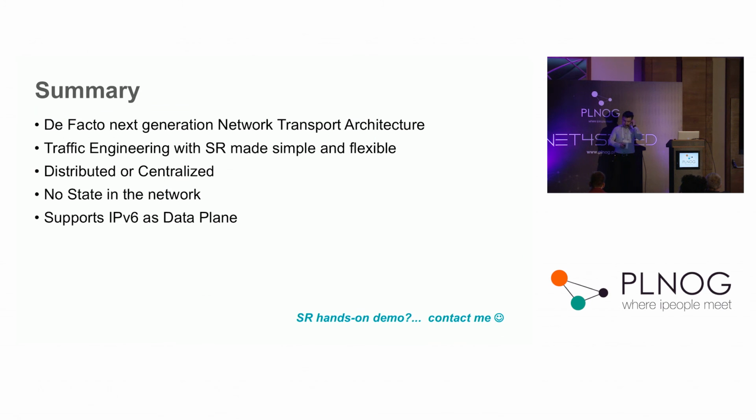So just to summarize, segment routing is meant to be the next generation network transport architecture. It doesn't have anything to do with services. From the services point of view, you still do pseudo-wires, layer 2 VPNs, and layer 3 VPNs, as we did until today. But from the transport point of view, we don't need to troubleshoot LDP or RSVP anymore. All we need to troubleshoot is the IGP, right?